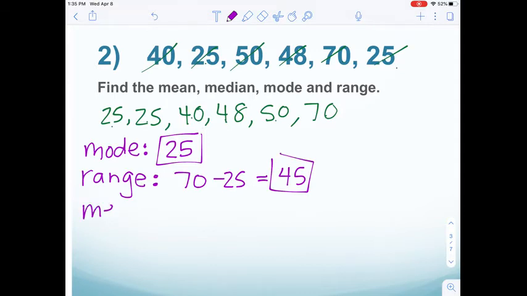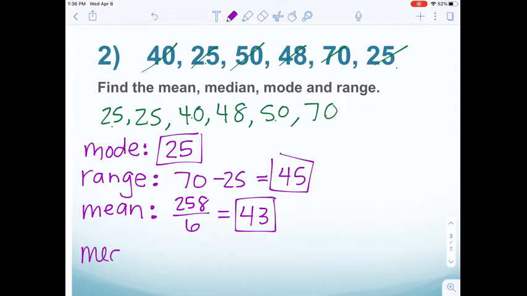My mean, which is my average, is going to be all these numbers added together divided by how many there are. So I know that there's 6. When I add these all up, I get 258. 258 divided by 6 gives me 43. So my mean, or my average, is 43.